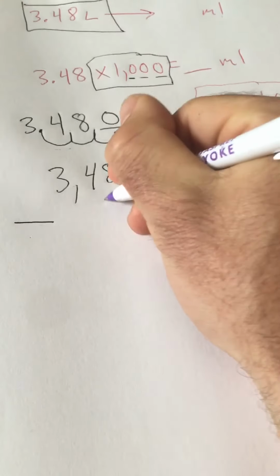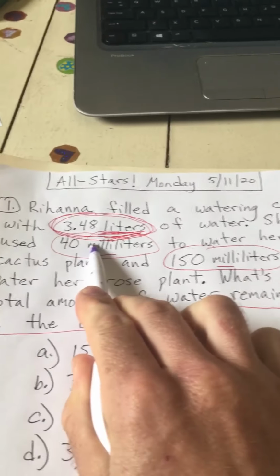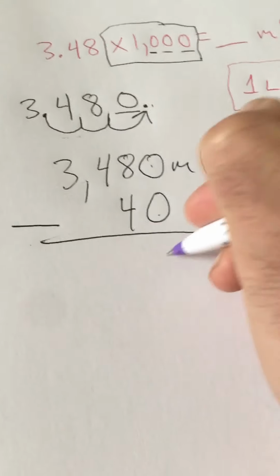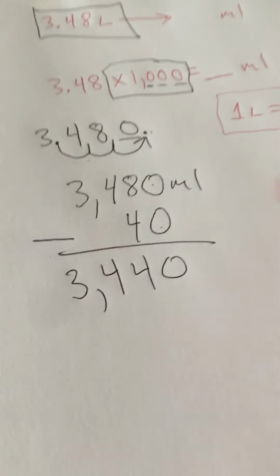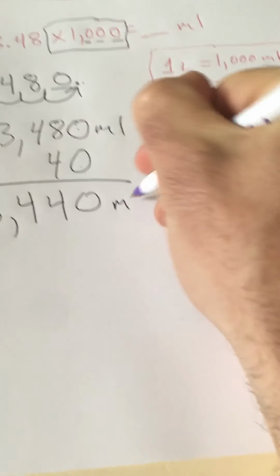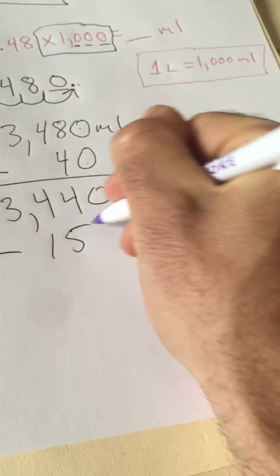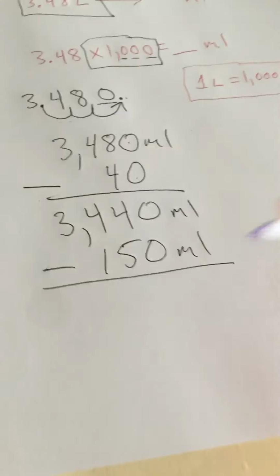Then she's going to subtract 40 milliliters to water her cactus plant. So let's subtract 40 milliliters. Now she has 3,440 milliliters left. Then she watered the rose plant, so we're going to subtract 150 milliliters from the rose plant.